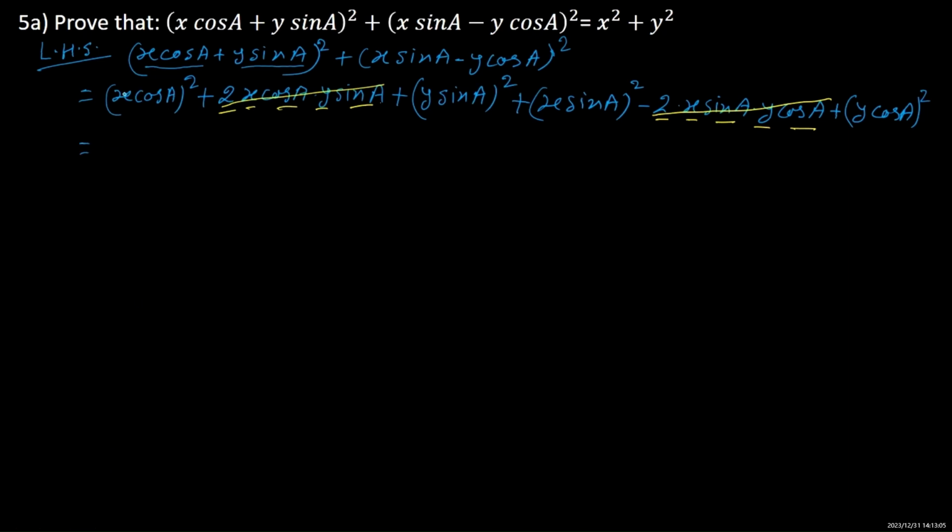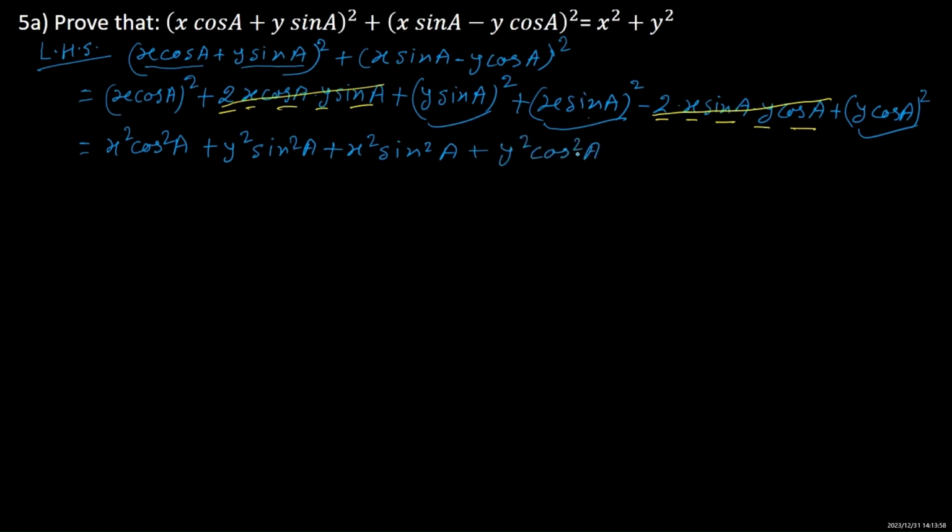Here we'll get x square cos square A, x square cos square A, and this is y square sin square A, and this is x square sin square A, and this is y square cos square A, because this is square of y also, cos also. This is square of x also, cos also. Similarly, this is square of y also, sin also. This is square of x also, sin also. So finally here we'll get y square cos square A.